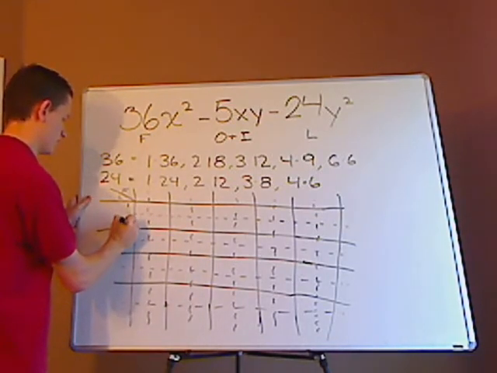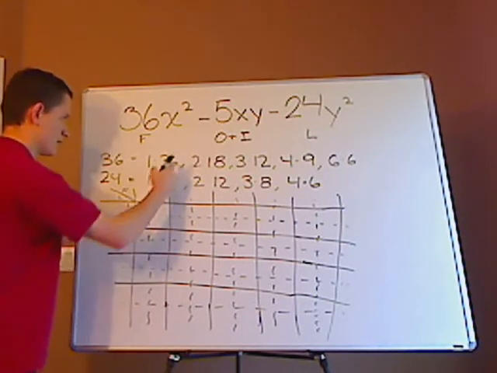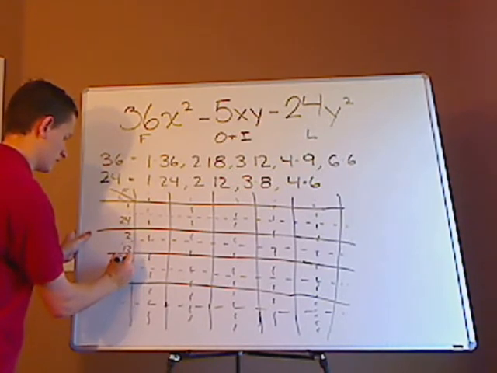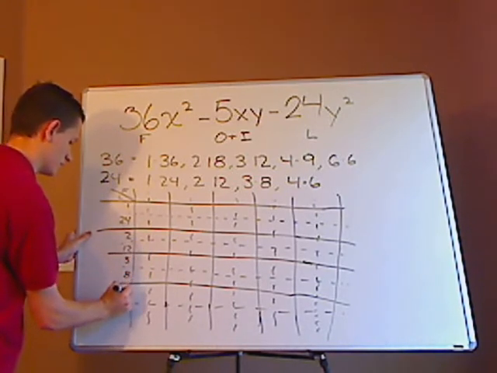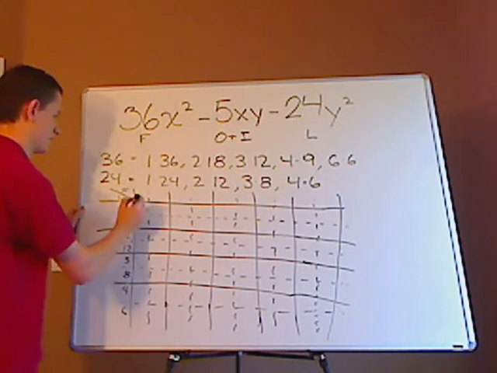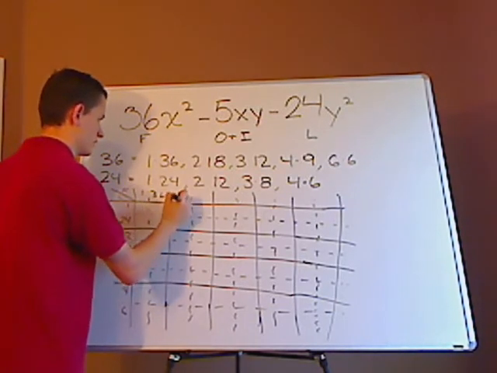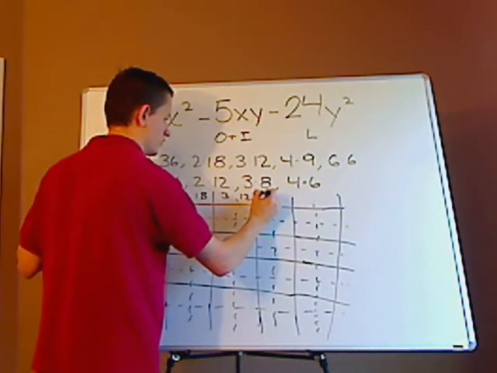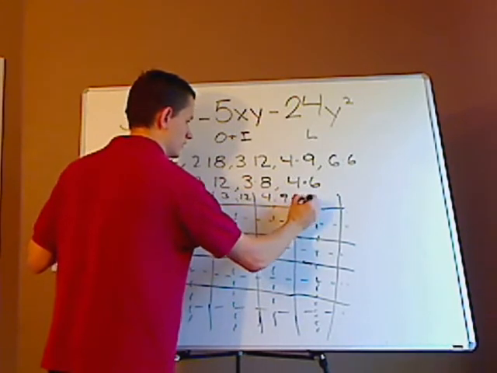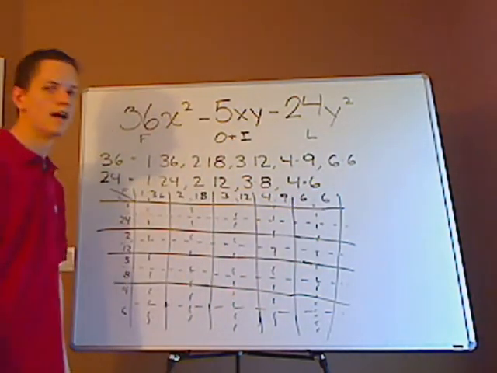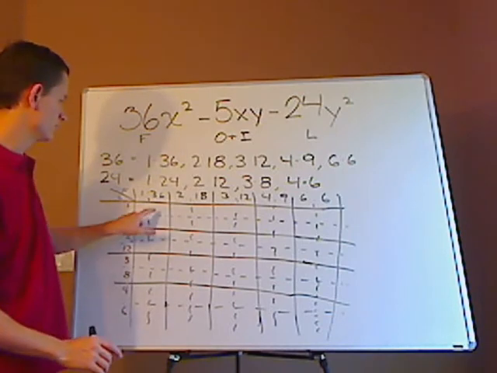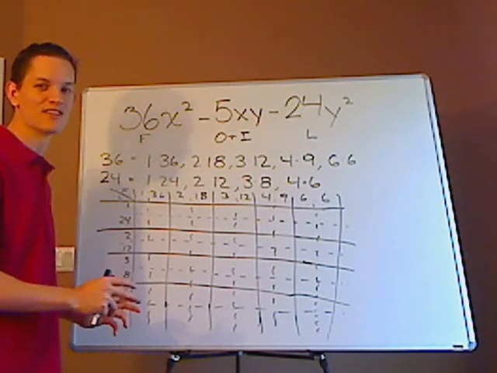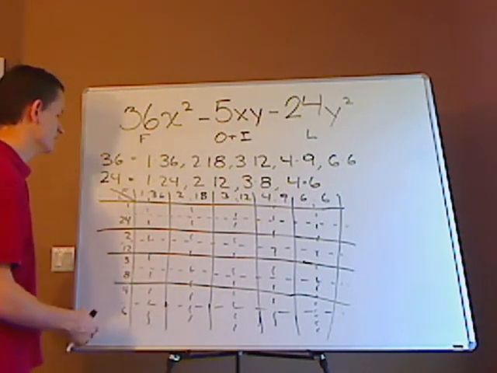So I have 1, 24. I'm not really concerned about the variables because I know how the variables are going to end up in the end. 8, 4, and 6. 1 times 36, 2 times 18, 3 times 12, 4 times 9, 6 times 6. Now, each small grid is a possibility. It's very exhaustive. It shows you every single possibility.